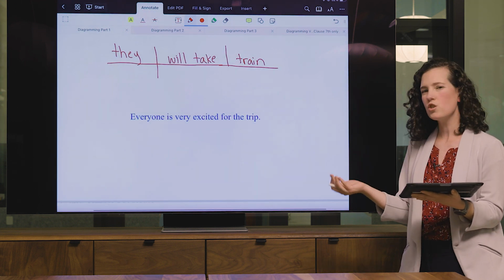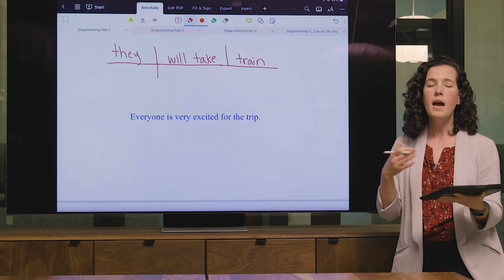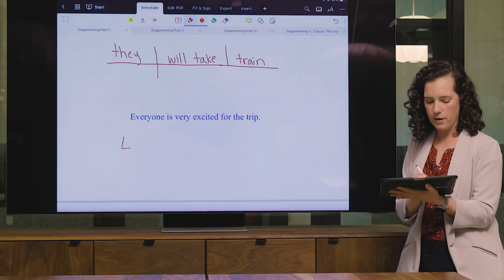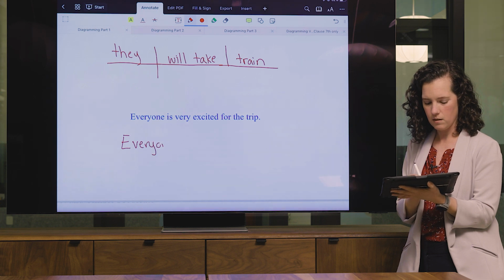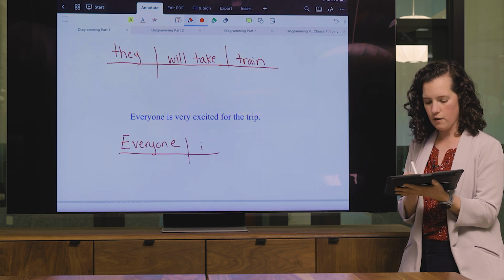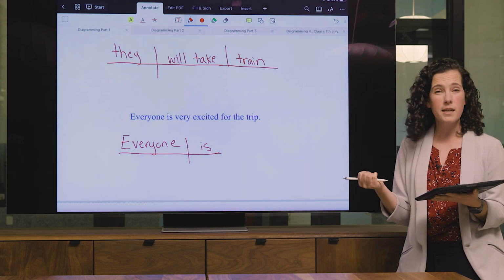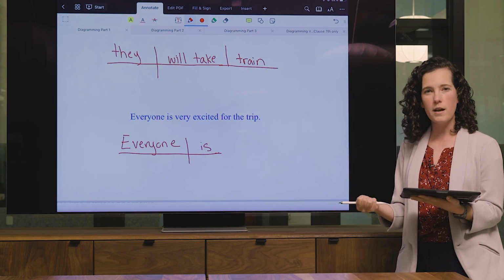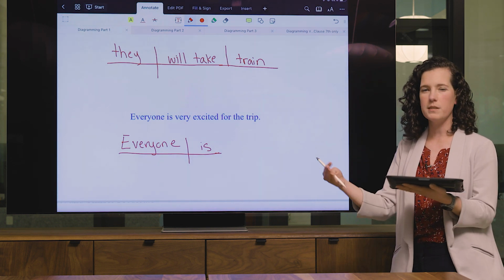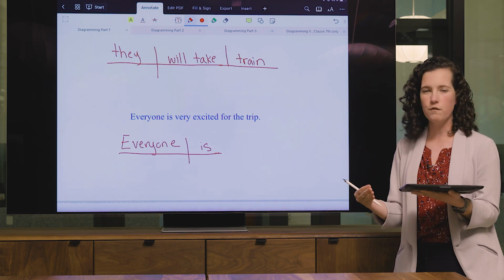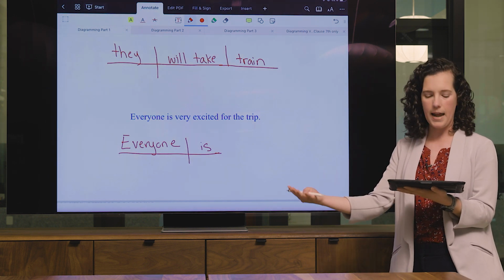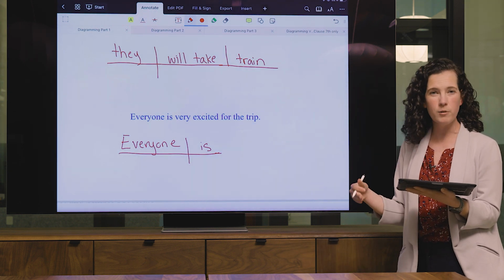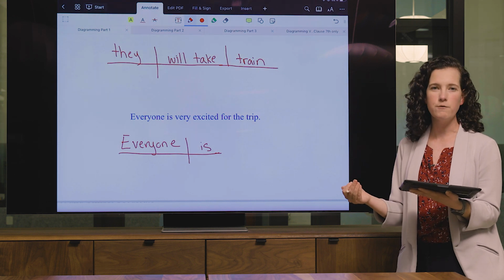This last sentence does not actually have a direct object. I just want you to see how you identify when something has a direct object versus when it does not. So again, everyone is our subject. Is is our verb. You may see a word excited that looks like it's answering the question what? Everyone is what? Everyone is excited. But it's only the direct object if you have an action verb and something that receives that action. Is is not an action verb, and excited is not a noun that receives that action. So in this case, this sentence does not have a direct object. Is is a linking verb, which you will get to later, and linking verbs cannot have direct objects.